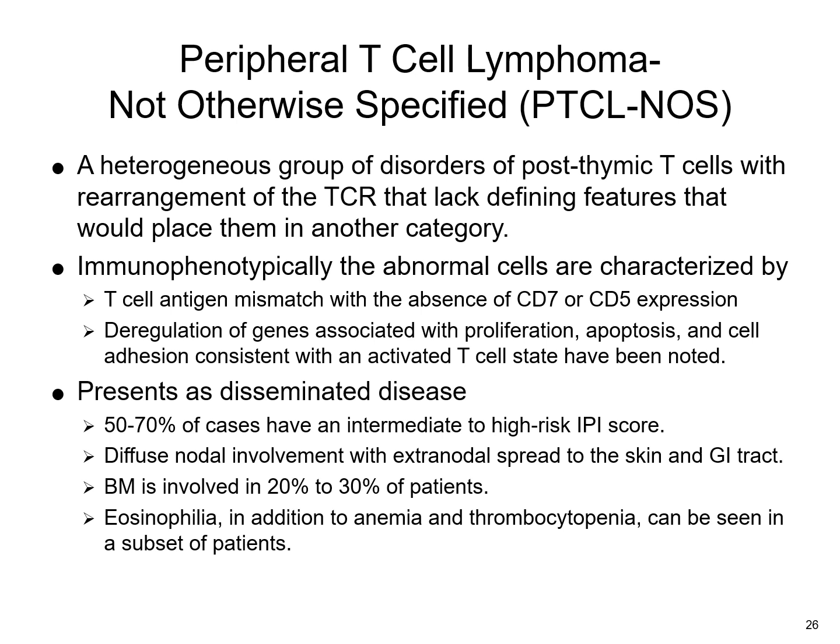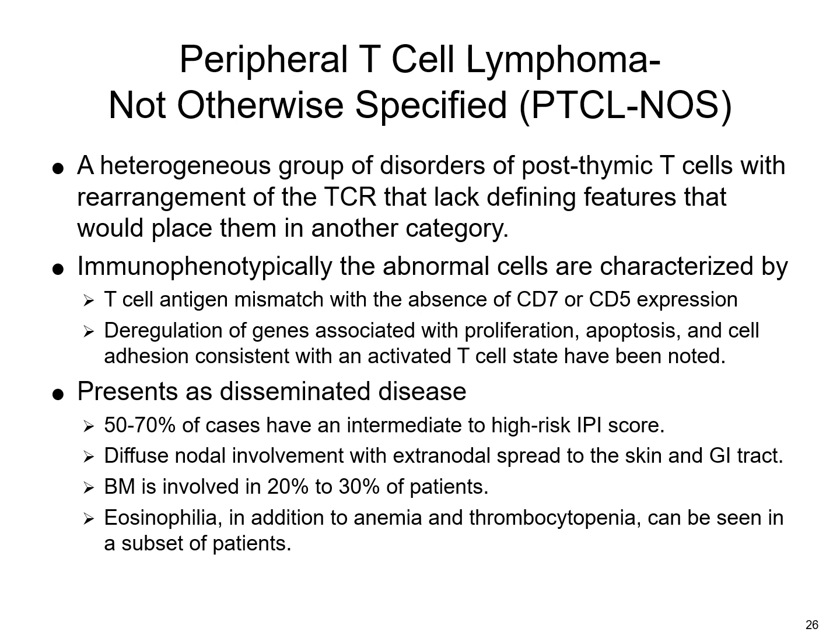Now, generally, these patients will present with a disseminated disease and a poor performance status. About 50 to 70% of these cases have an intermediate to high risk score. There's often a diffuse nodal involvement with an extranodal spread to the skin and the GI tract.